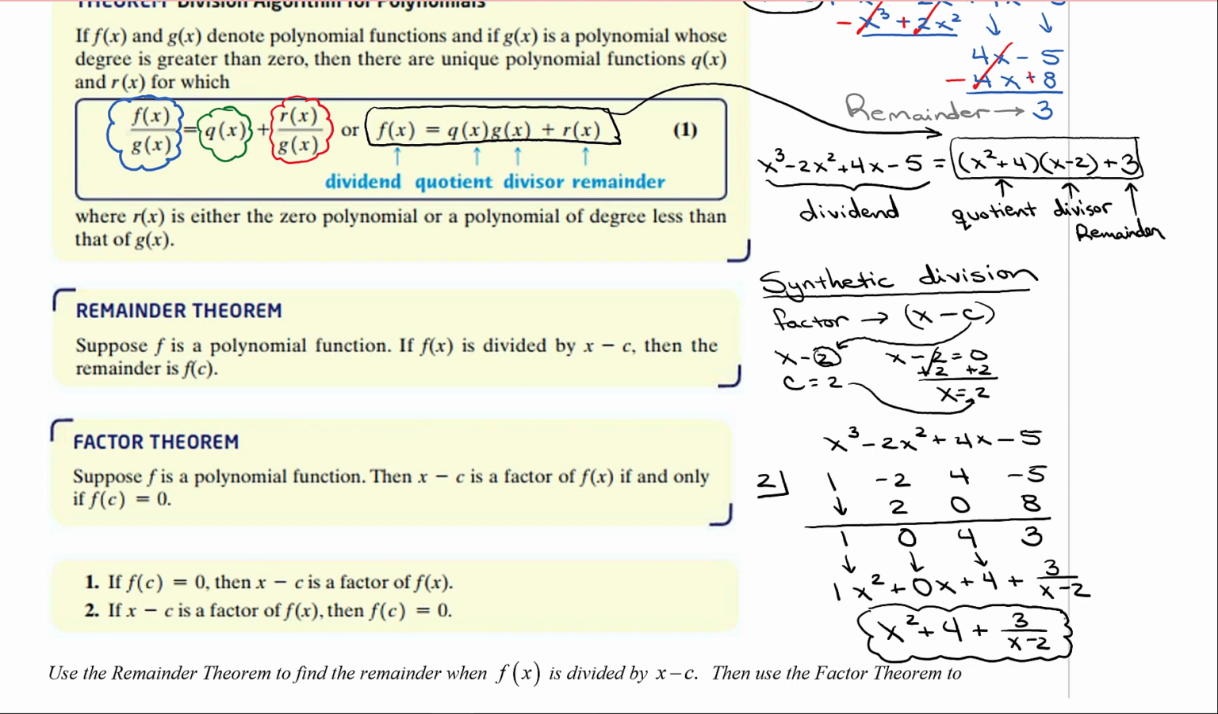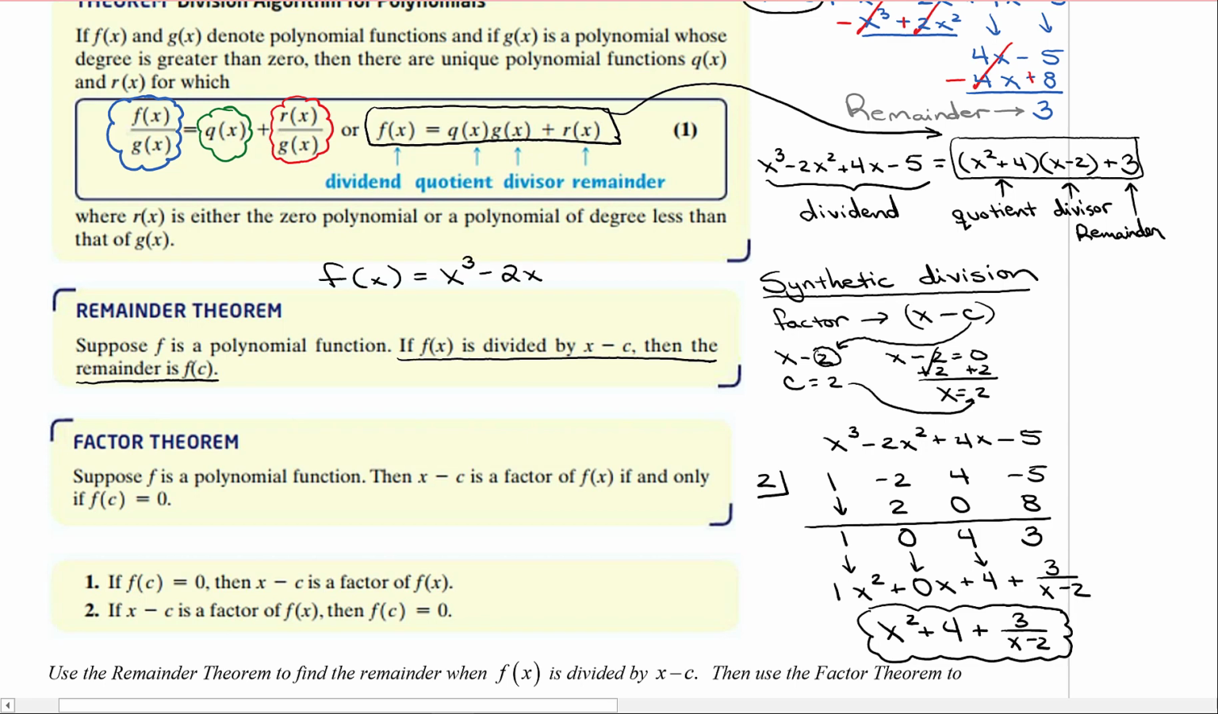So the remainder theorem basically says, suppose f is a polynomial function. If f of x is divided by x minus c, then the remainder is f of c. So the remainder in this case, if you notice, is 3. So if I wanted to find just that 3, I could have just found f of 2 and it would have given me that 3.